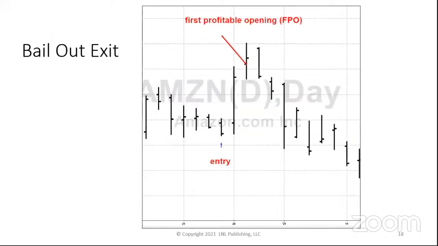Now, here's an example of it. Here's an entry to buy on this day's opening, and the next day we didn't open profitably. We opened right where we opened the day before. So there was no profitable opening. Then our first profitable opening is up here, and we're out of the trade. So a lot of people think we're in today and we're out tomorrow. No, sometimes, let's say you bought on this opening over here, and you wait and wait, your stop's down here, and finally you get a profitable opening up here. So it doesn't mean you're going to get in and out the same day.